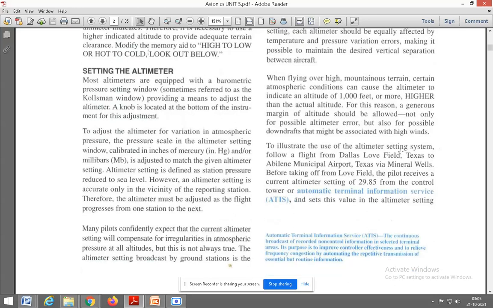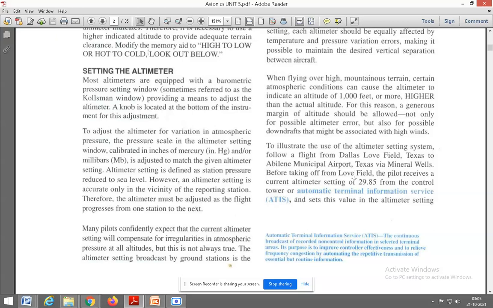So to illustrate the use of the altimeter setting system, follow a flight from Dallas Love Field, Texas to Abilene Municipal Airport, Texas via Mineral Wells. So these are the flights which will be using the altimeter setting system. They have given us an example here.